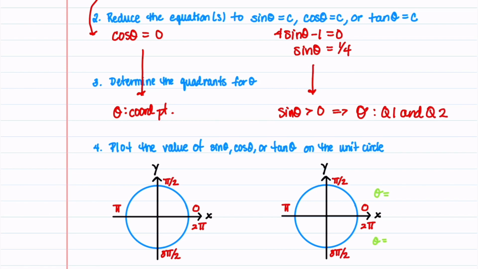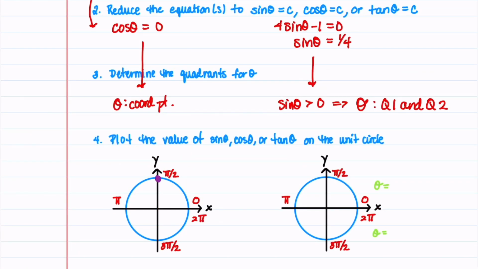Let's now plot the values on our unit circle. Our first equation, cosine theta is equal to 0. Cosine is related to x, so let's plot when x is 0. So that's going to be here and here. And for our second equation, sine theta is equal to 1/4. Sine is related to y. When y is 1/4, it's going to be here and here. So we're going to have this angle in the first quadrant and we'll have an angle in the second quadrant.